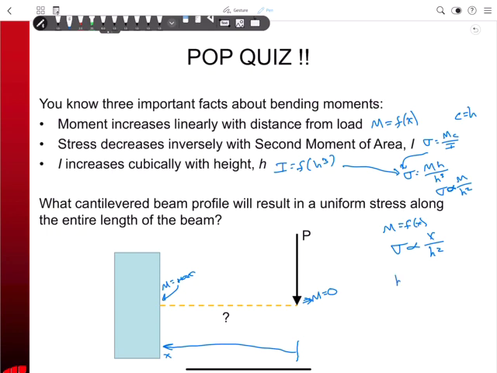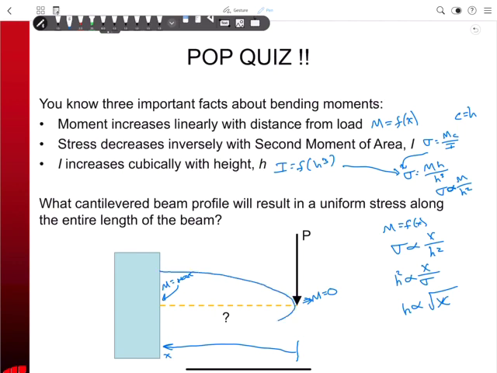If I want my stress to be constant, and I ask what profile, I'm going to solve for h. So h squared equals x over sigma. Sigma's constant, so h has to equal, whoops, those are supposed to be proportional. Let's fix that. Those are proportional. So the height has to be proportional to the square root of x. In other words, the profile that we want is a parabola.